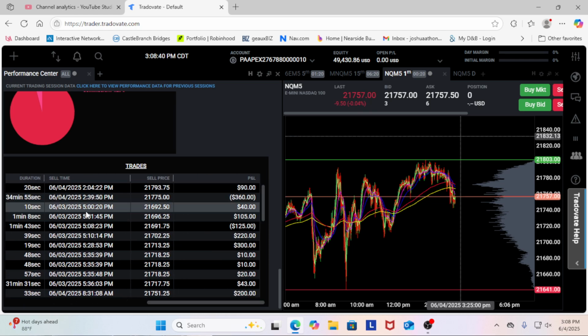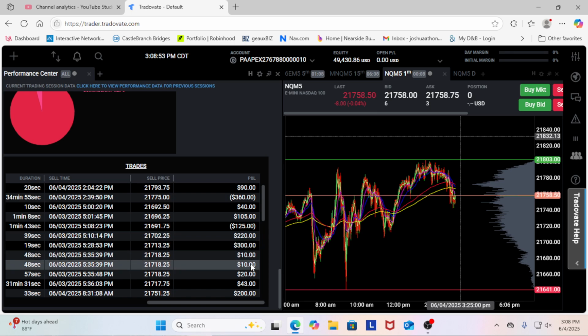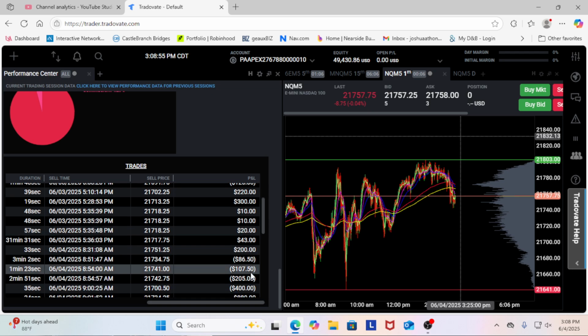So this is a trade from yesterday when the Asian opened at 5 p.m. I had a $40, $100, I had a $125 loser, a $220 winner, a $300 winner, a 10 winner, a 10 winner, a 20 winner, and a 43 winner. That was all from yesterday, which was Wednesday.